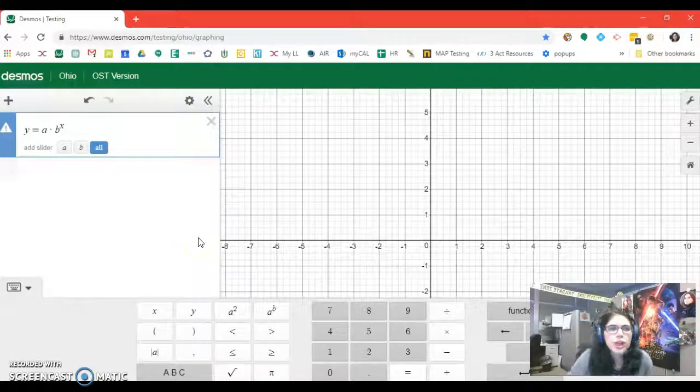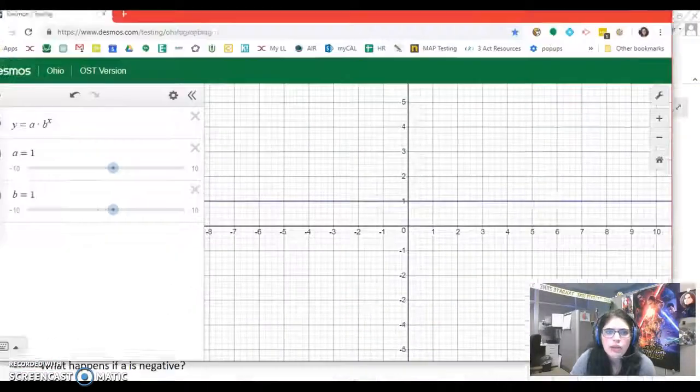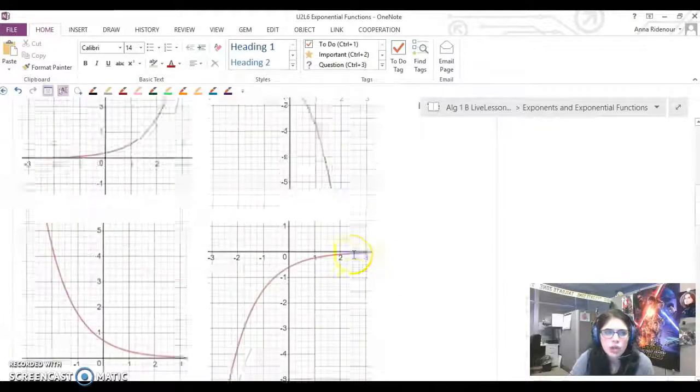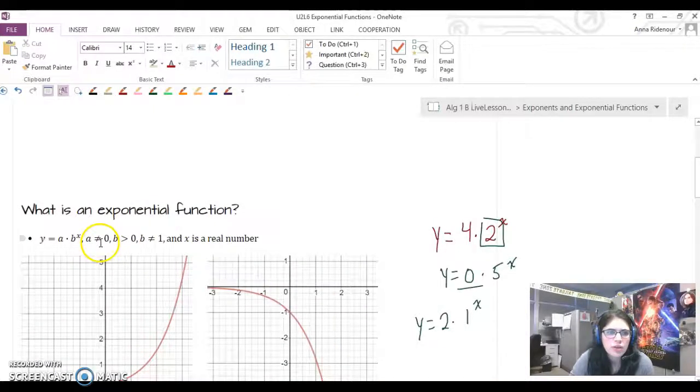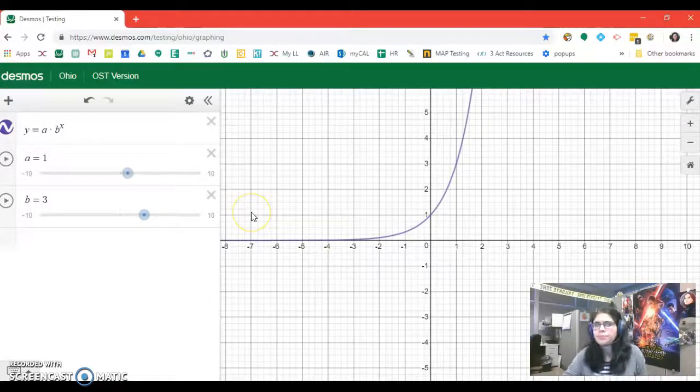All right. So then I want to look at what is happening with my a's and my b's. Like, what changes this? If I just start out with a is equal to 1 and b is equal to 1, then it's just this flat line. And remember, my definition earlier said a is not equal to 0, so a can be 1, but b has to be not equal to 1 because that's what makes it that flat line. So b has to be something that's not 1. So let's move it to 3. Now we've got this kind of curve. So if a is 1 and b is 3, it's increasing.